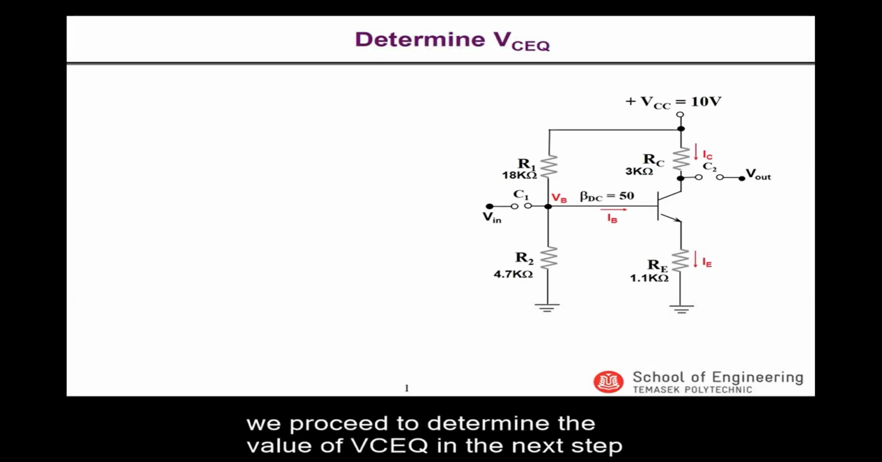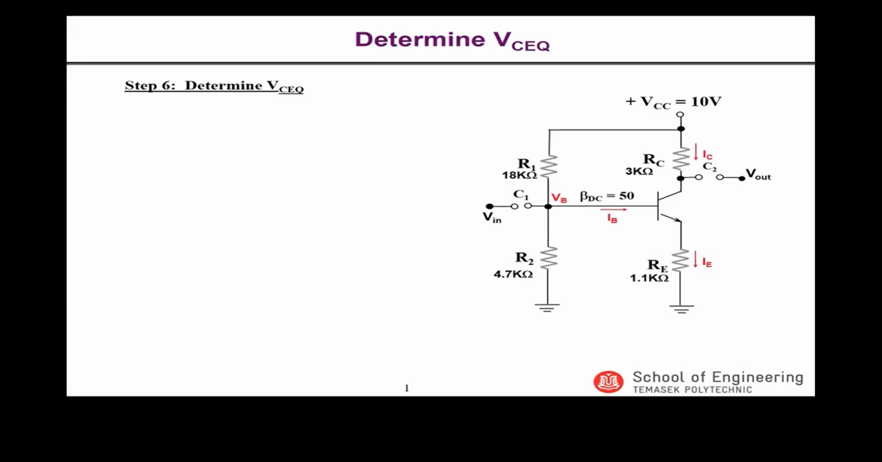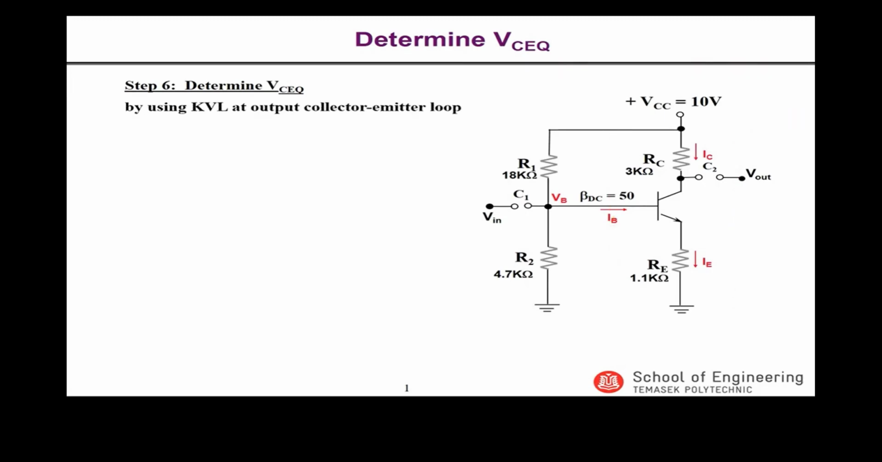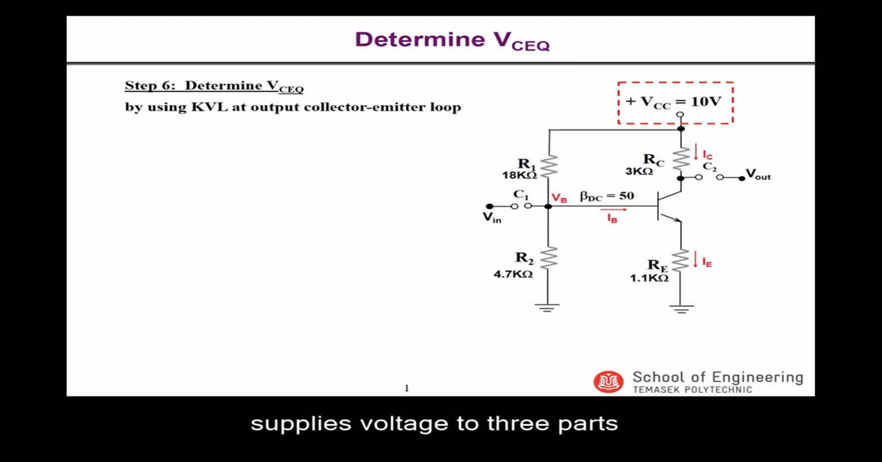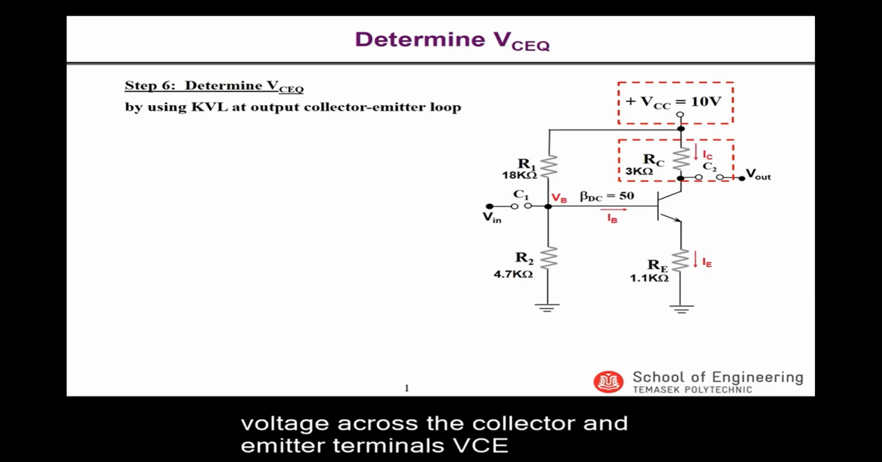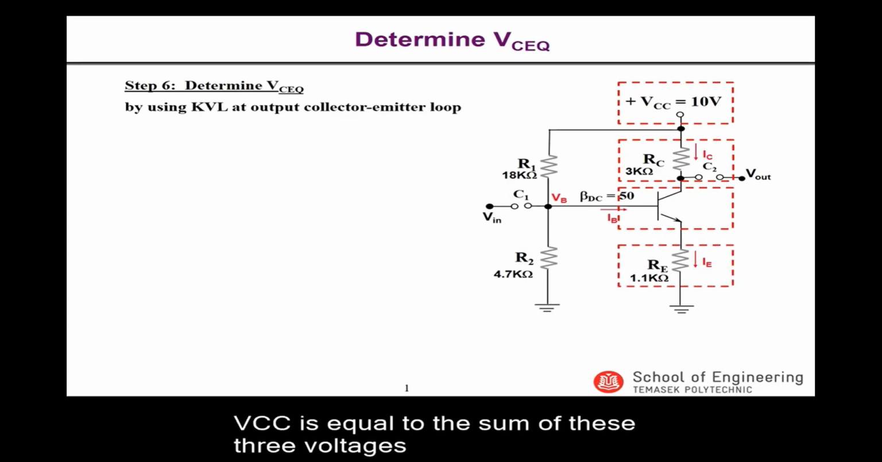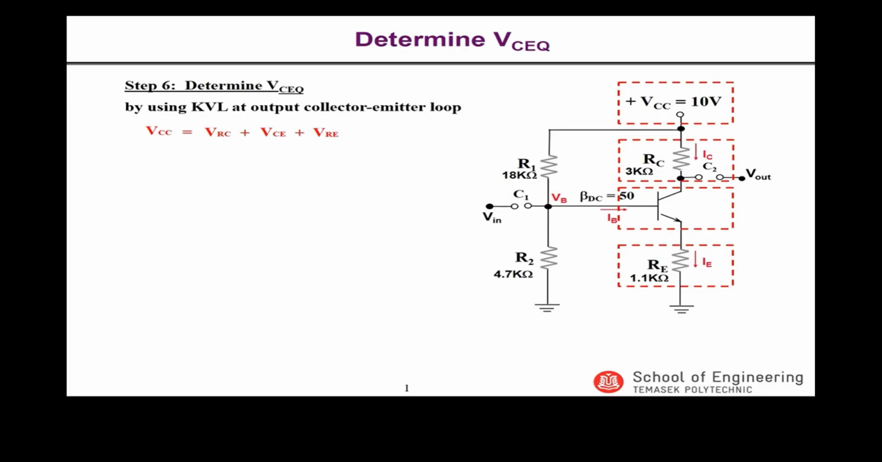We proceed to determine the value of VCEQ in the next step. To determine VCEQ, we use Kirchhoff's voltage law, or KVL, at the output collector emitter loop. To derive the KVL equation, we observe that the voltage supply VCC supplies voltage to 3 parts, namely the voltage across the collector resistor RC, the voltage across the collector and emitter terminals VCE, and lastly the emitter resistor RE. Hence, VCC is equal to the sum of these 3 voltages along the collector emitter loop.